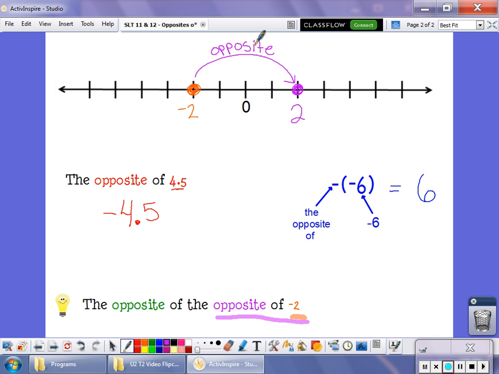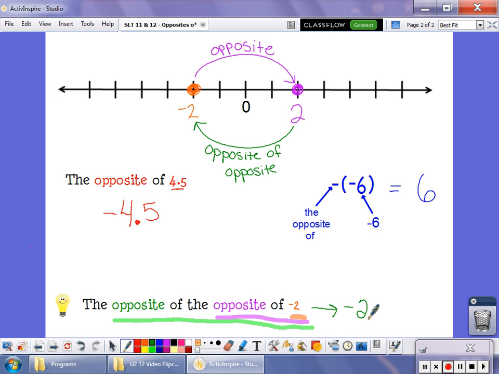But wait, we're not done. The question says, what is the opposite of the opposite? So I started here at negative 2, and I found the opposite. Now I want the opposite of that opposite. So I want the opposite of this number, which is going to bring me back here. So I want the opposite of the opposite, which is going to bring me back where I started. So the opposite of the opposite of negative 2 is going to be negative 2.